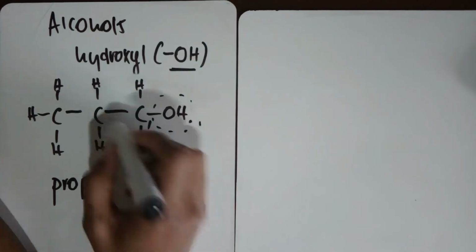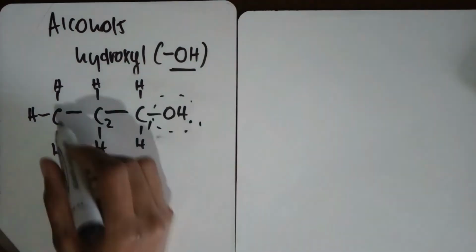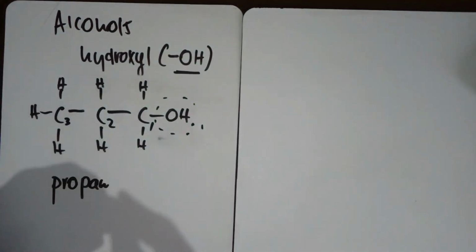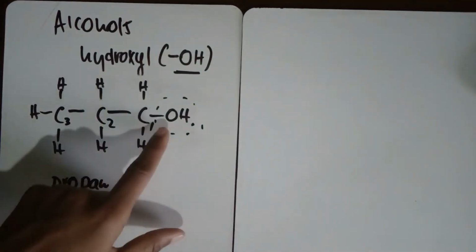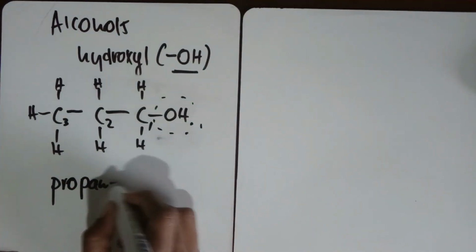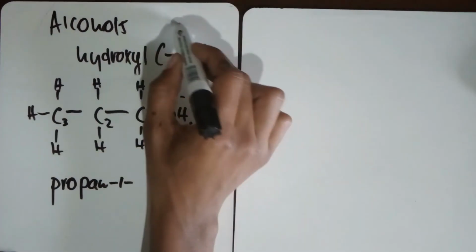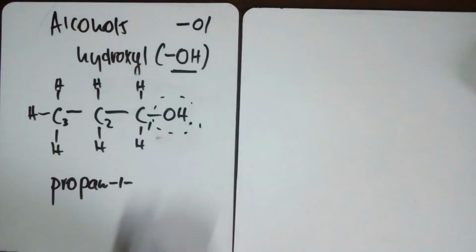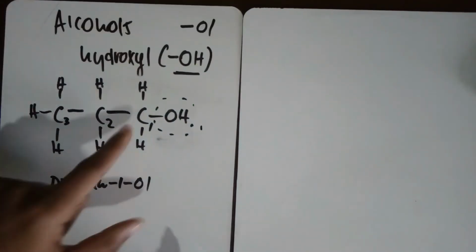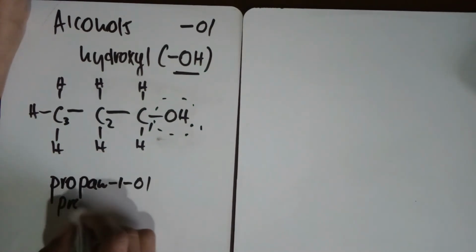So it's going to be 1, 2, 3, right? Our OH group is at carbon number 1, so it's going to be propan-1. Because it's an alcohol, and I did mention it ends with -ol, so it's going to be propan-1-ol. But because it's at carbon number 1, we normally don't write it. We can just say it is propanol.